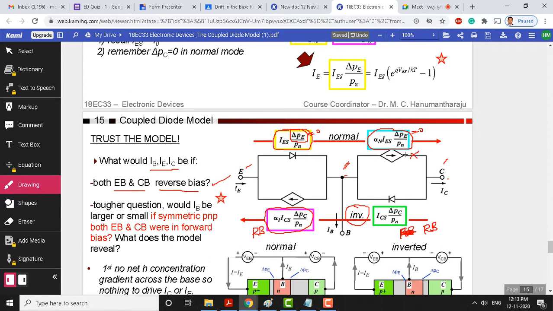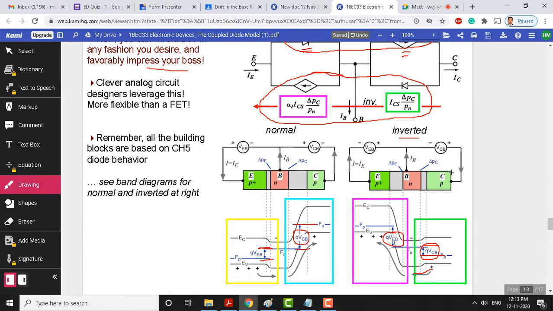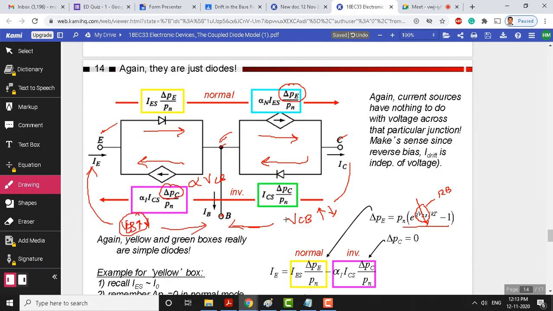That means this is open circuit, this is also open circuit. And look at delta PC, even though we are reverse biasing this collector base junction. So, what happens to delta PC? Let us look into the equation of delta PC. Delta PC is Pn times e to the power of q Vcb by kT minus 1. Since the collector base junction is reverse biased, this exponential term becomes negative, so this complete term goes to 0. Therefore, approximately, delta PC is also going to become 0.